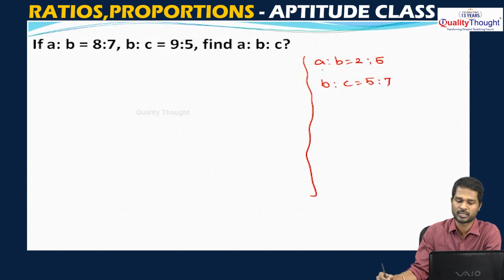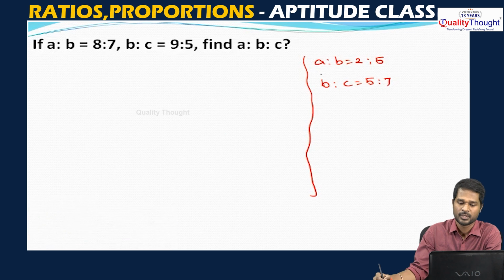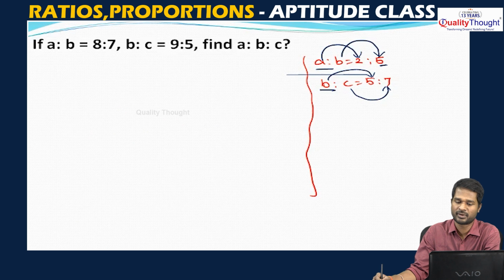So ratio is nothing but comparison. We compare the values from both sides. Here A value is 2 and B value is 5. So A is 2 and B is 5. Here B is 5 and C is 7.